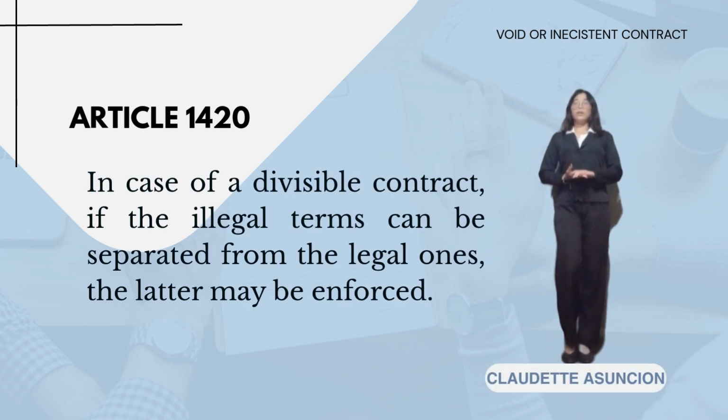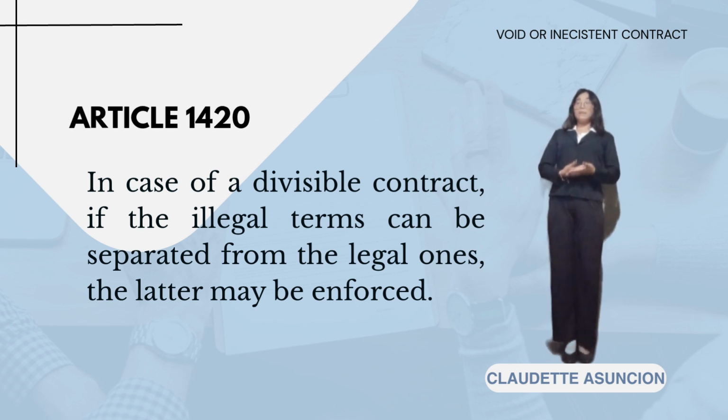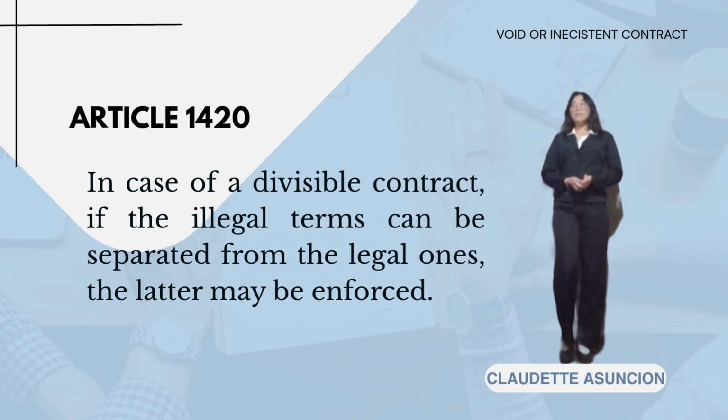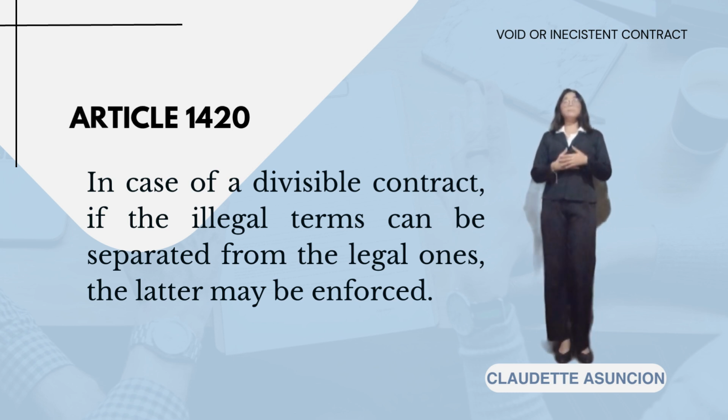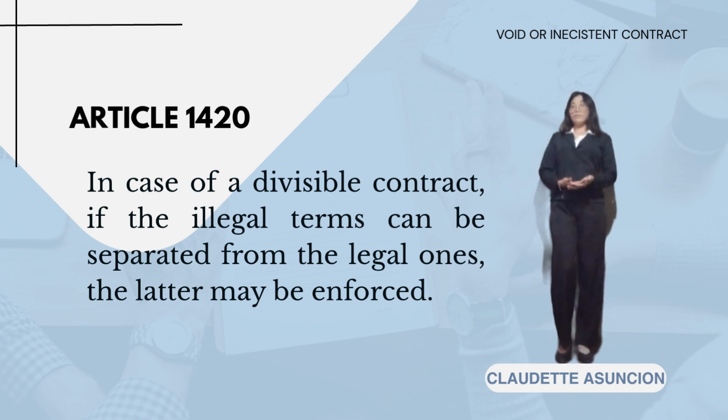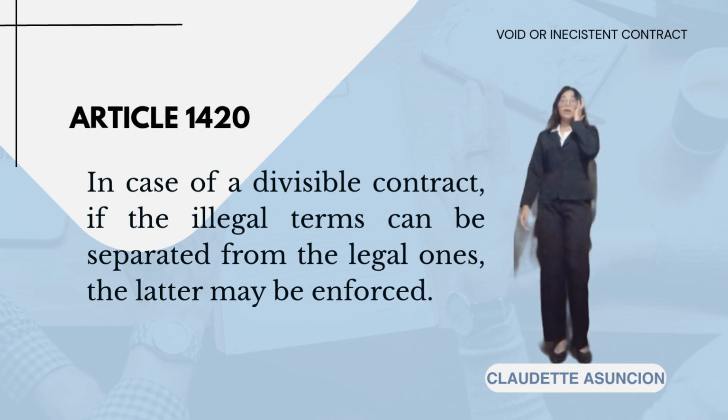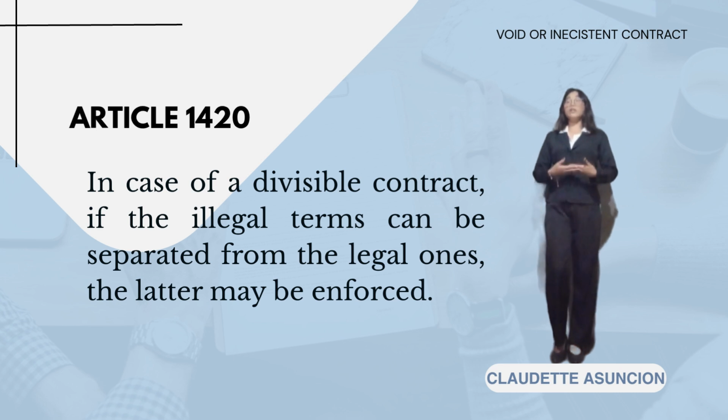Article 1420. In case of divisible contract, if the illegal terms can be separated from the legal ones, the latter may be enforced. Meaning, if the contract is indivisible and part of the consideration is illegal, the whole contract is void. If the different parts of the contract cannot be separated or treated independently, and any part of what is being exchanged, the consideration, is illegal, then the entire contract is void.